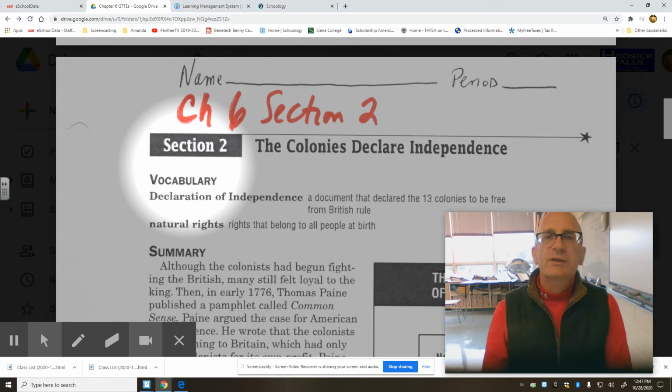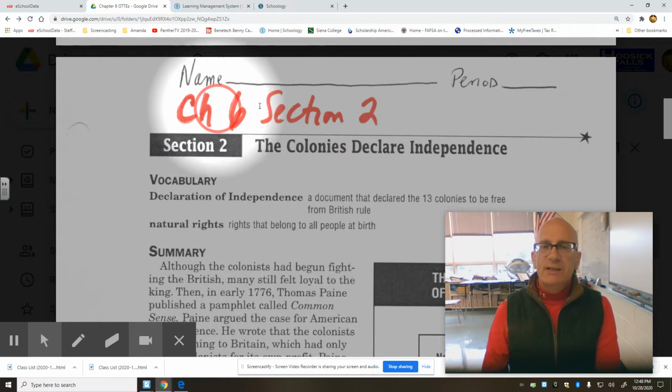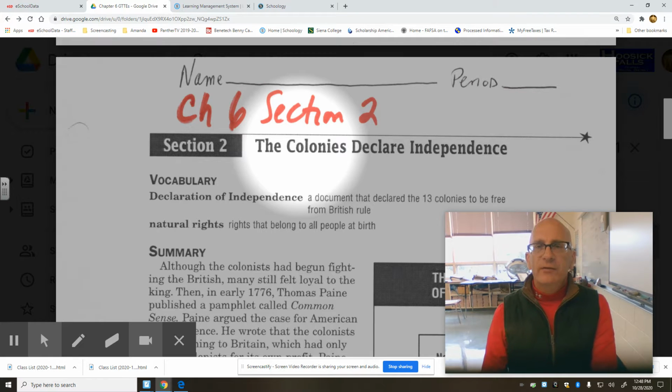Hello, seventh graders. Today we're going to be talking about the colonies declaring their independence. Independence Day. We're looking at Chapter 6, Section 2, titled The Colonies Declare Independence. This section is going to address those events that would lead to, in July of 1776, the colonies declaring themselves free and independent from the mother country, Britain.